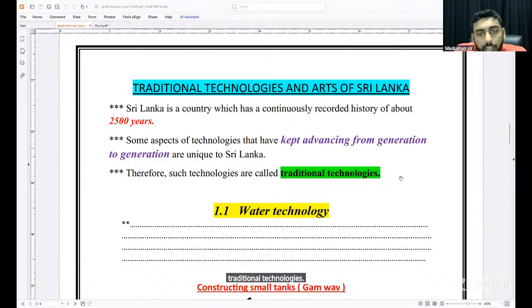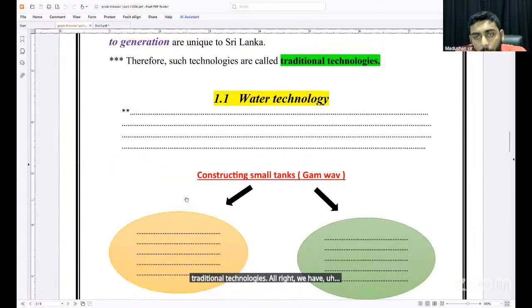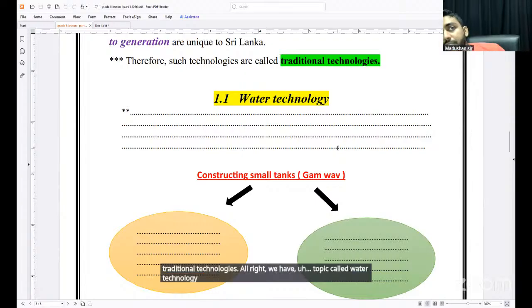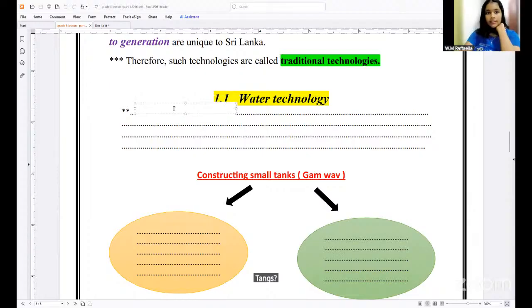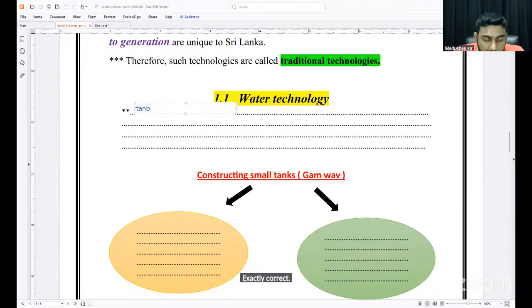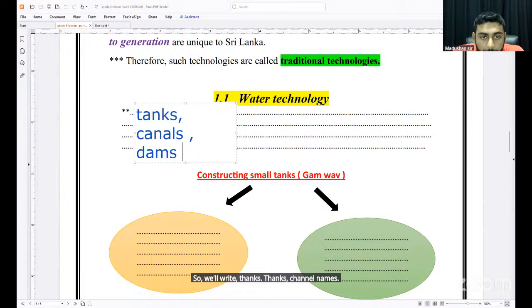All right. We have a topic called water technology. Do you have a definition for water technology? Yes, sir. Can you repeat it for me? Tanks, canals, dams, ponds, and other constructions related to water are known as water technology. Exactly correct. So we'll write tanks, canals, dams, ponds.